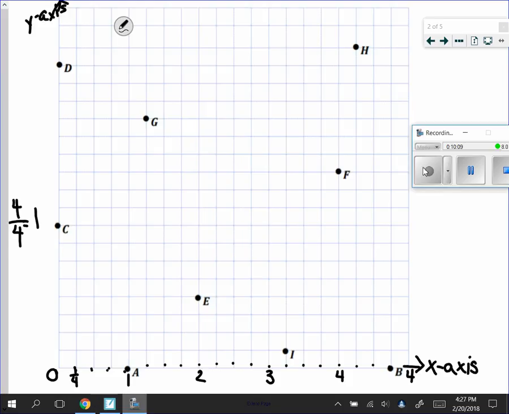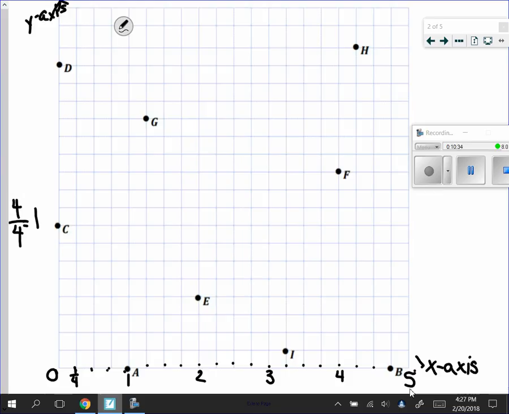I messed myself up because I wrote 4 twice. Ignore the fact that I wrote 4 twice. I was trying to figure out why mine didn't match. Okay, and not there, sorry. I was like, how does mine not match? Okay.